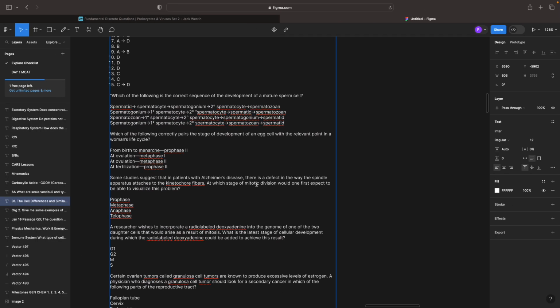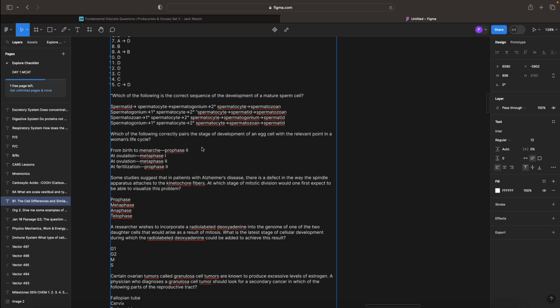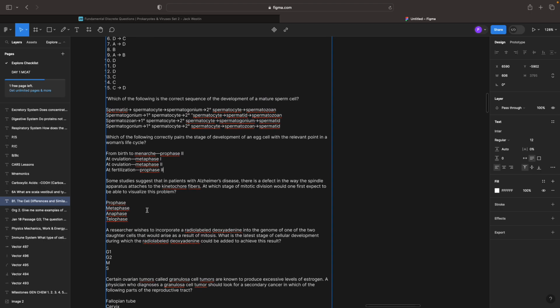Some studies suggest that in patients with Alzheimer's disease, there is a defect in the way the spindle apparatus attaches to the kinetochore fibers. At which stage of mitotic division would one first expect to be able to visualize this problem? So, the spindle apparatus attached to the kinetochore sounds like metaphase. Did we get the question right? We put A, prophase.